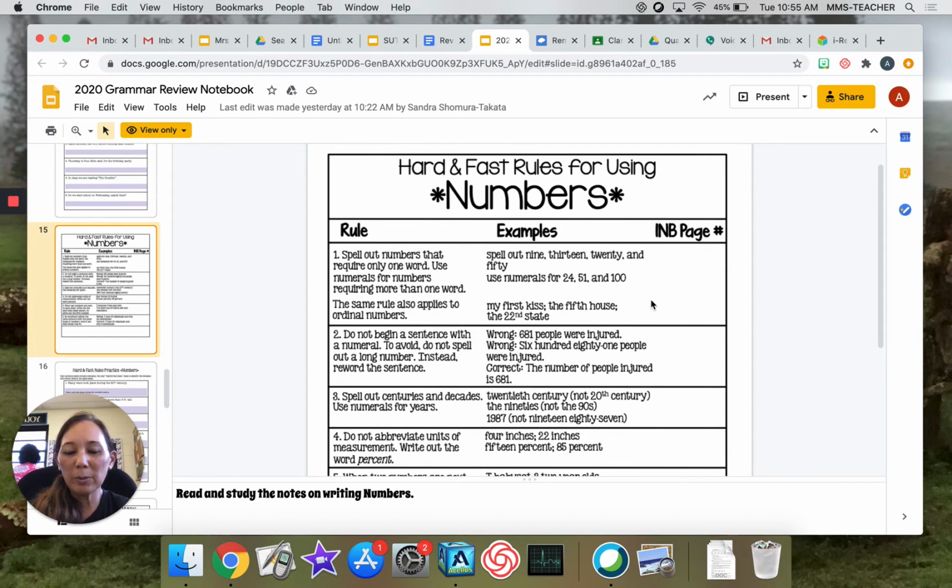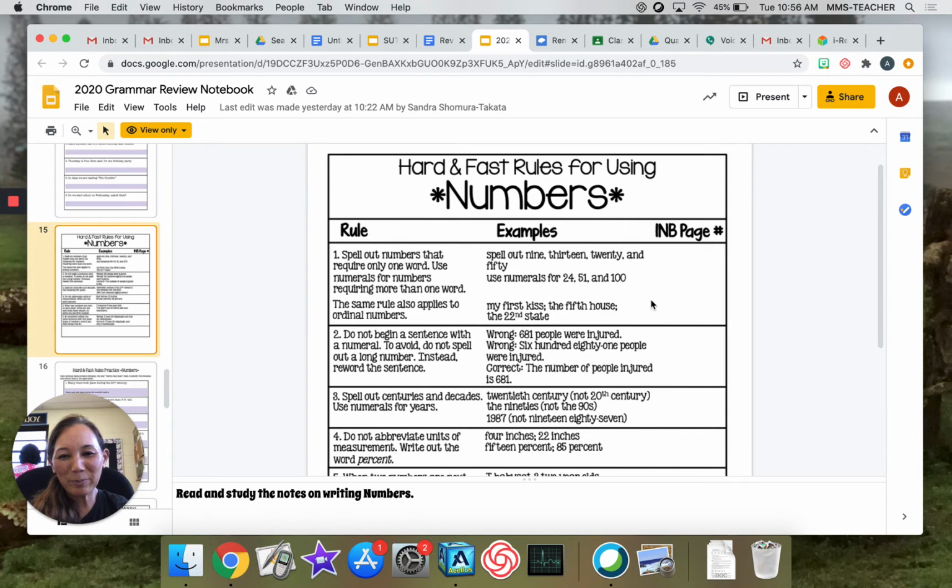The third rule, spell out centuries and decades. Use numerals for years. And here are examples. So you would spell out twentieth century. You would not write the number 20 for 20th century. You would spell out the nineties. You would not write 90s. And you would write 1987.